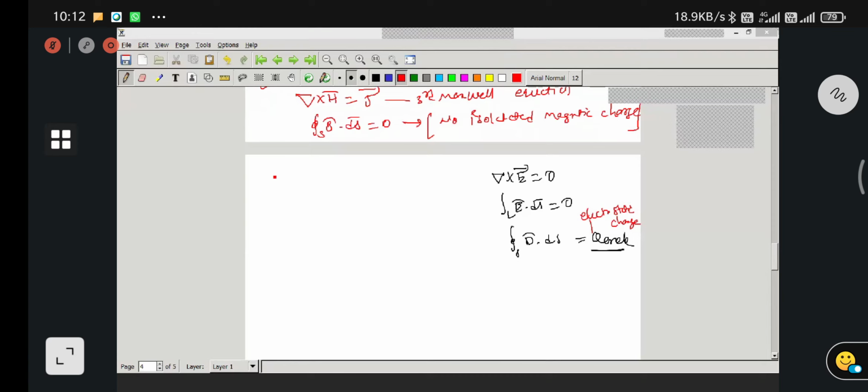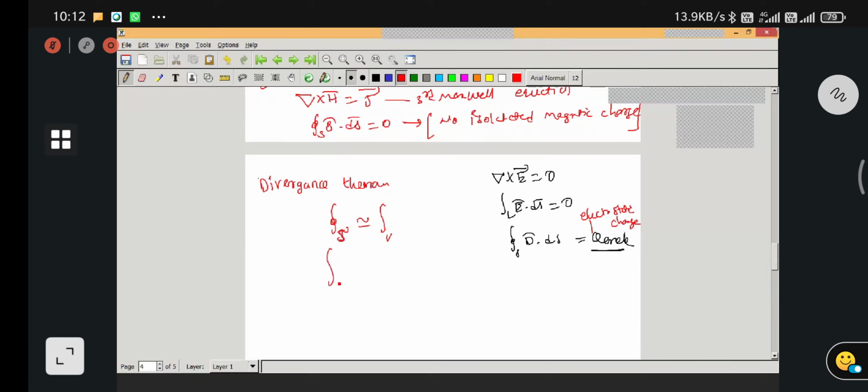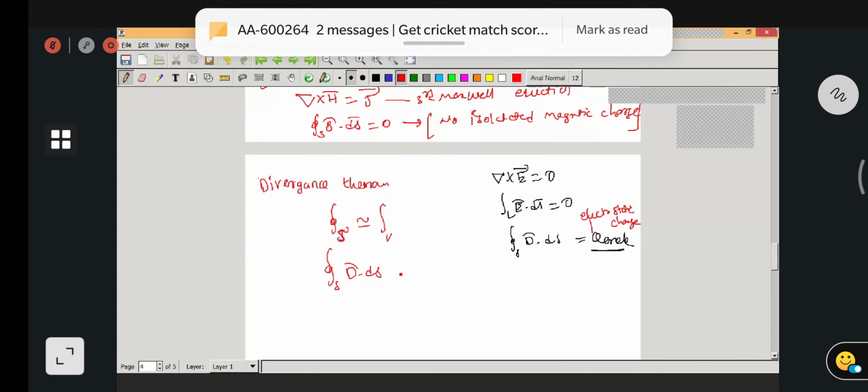What is the divergence theorem? I'm writing the mathematical equation, not the statement. The closed surface integral is equal to the volume integral. Closed surface integral of D dot dS is equal to the volume integral of del dot D dV.